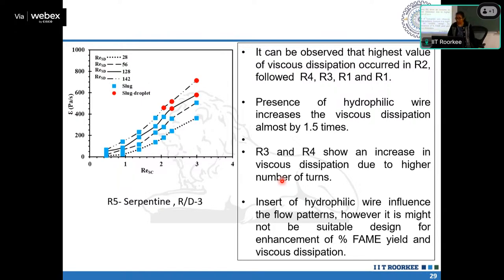So these are some observations: of course, the viscous dissipation is higher in R2 because of this insert and its diameter getting reduced, followed by R4, R3, R1, and this will be R5. R5 is the straight one. Viscous dissipation is almost 1.5 times higher if you place the weir. This too increases the viscous dissipation, and among these R4 has the higher value. So considering all these conditions, this particular optimum condition has been chosen.